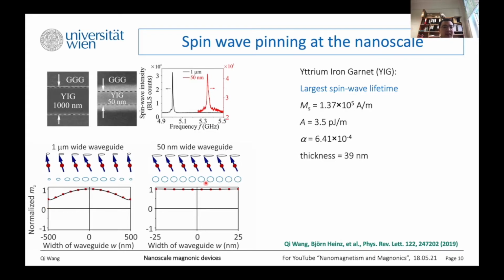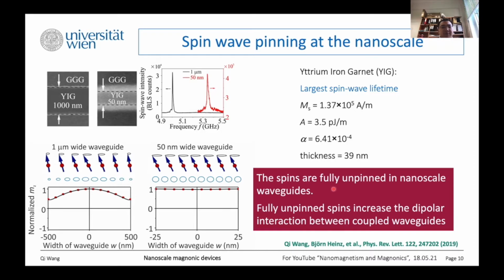But for 50 nanometer, this is strange because the amplitude of the precession is almost constant. So if we extract it and plot across the width of the waveguide, it's fully unpinned. This is something new compared to the microstructure here. So the spins are fully unpinned in nanoscale waveguide.